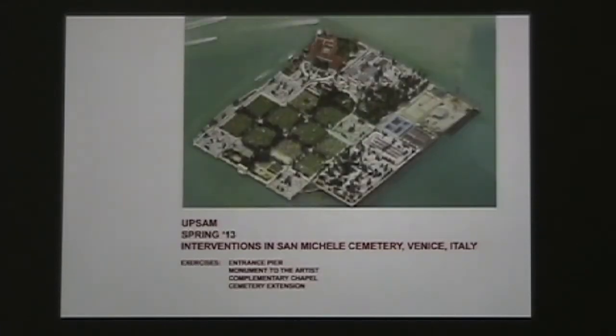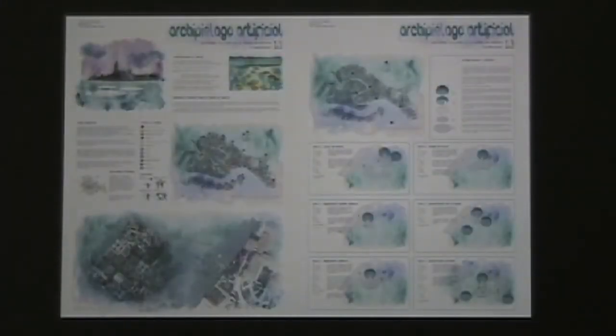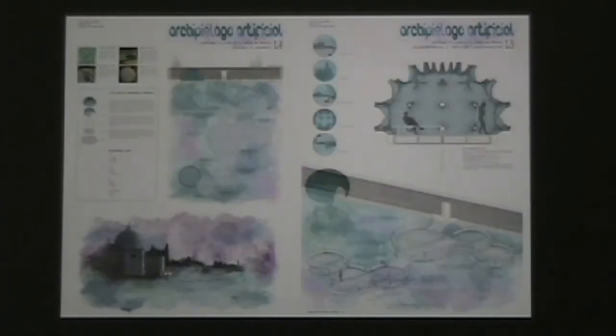There are 4 exercises in 2 semesters. Some of them are very quick. The 2 first are very quick to testing starting points, the entrance pier for visitors, a monument for the artist, a complimentary chapel, and the extension of the cemetery. We're now working on this, but I brought some of the material that the students have submitted thus far.